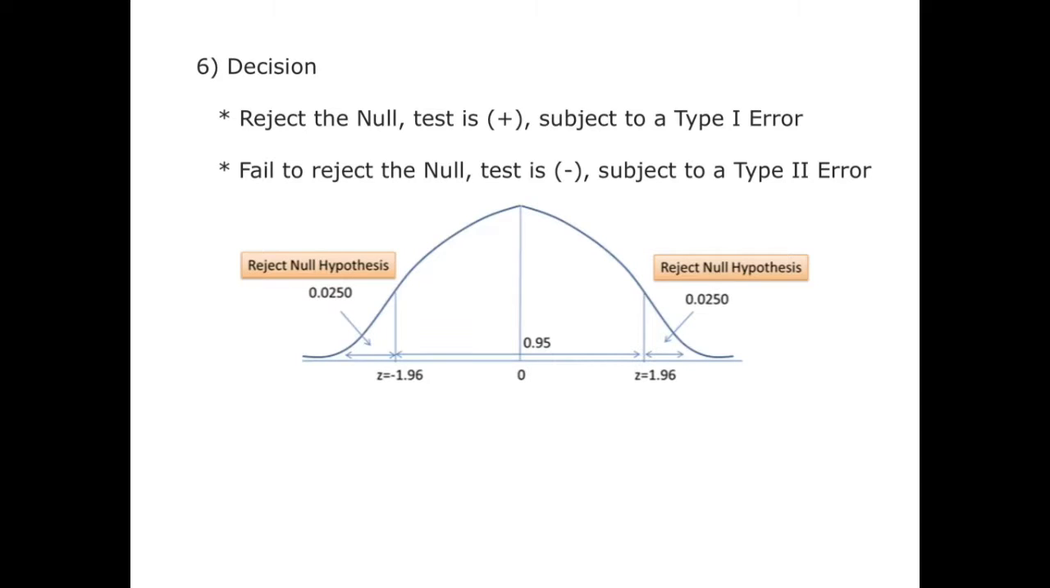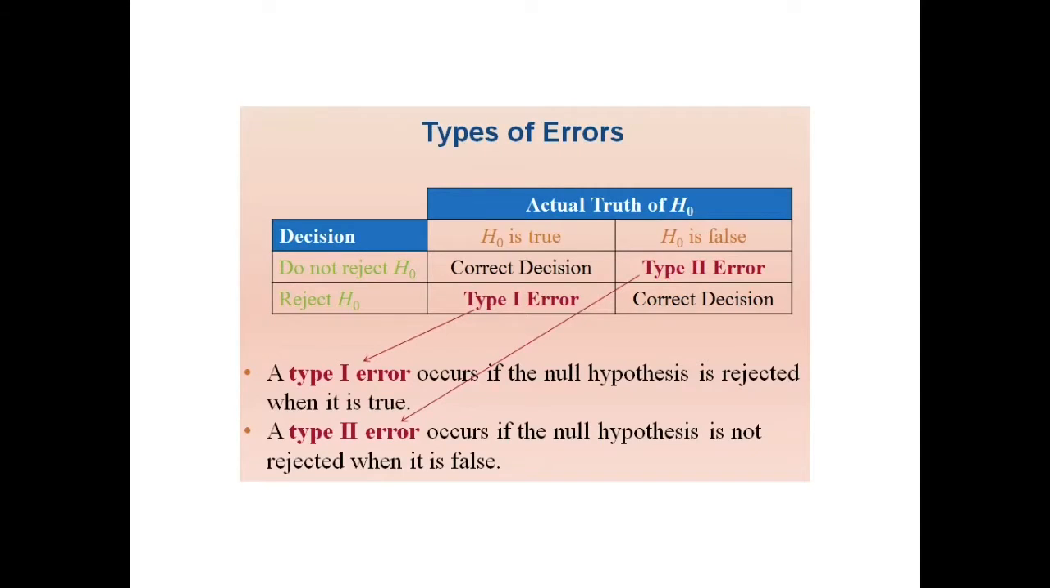Rejection means the test is positive and you're subject to a type 1 error. Fail to reject means the test is negative and you are subject to a type 2 error. Since you have not sampled the entire population, errors are possible. A type 1 error occurs when you reject the null hypothesis and it is true. This is a false positive. This is detecting an effect that is not there.